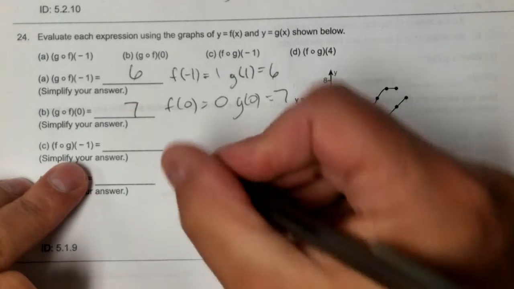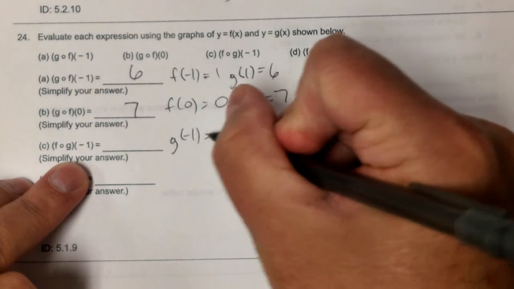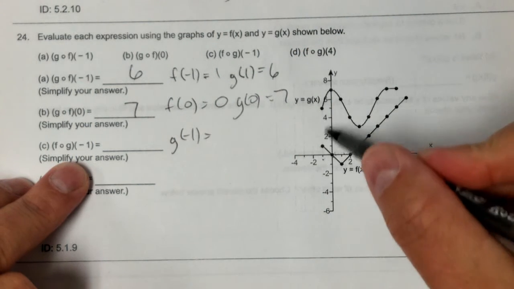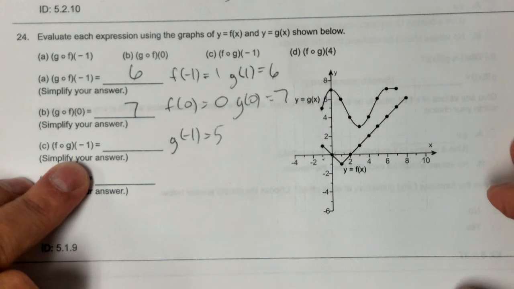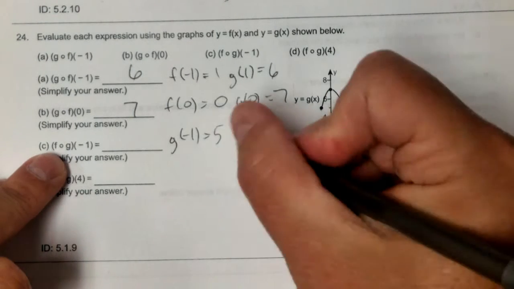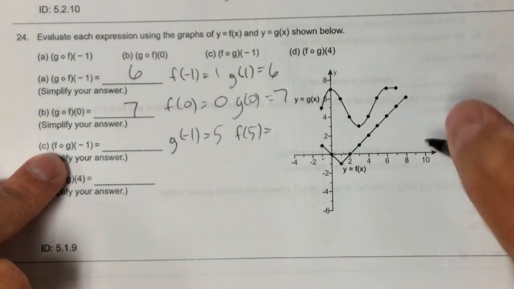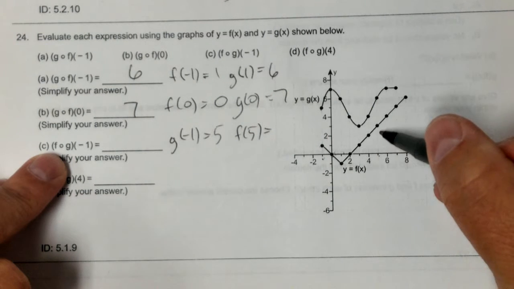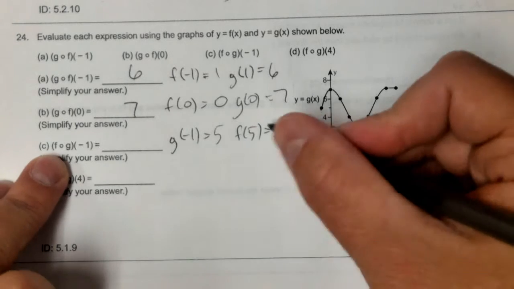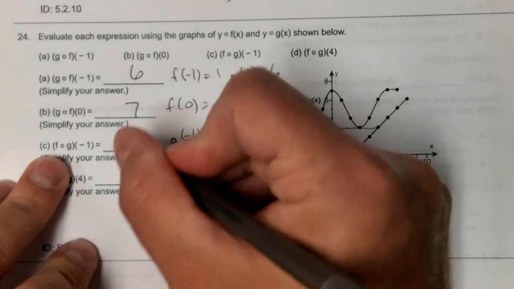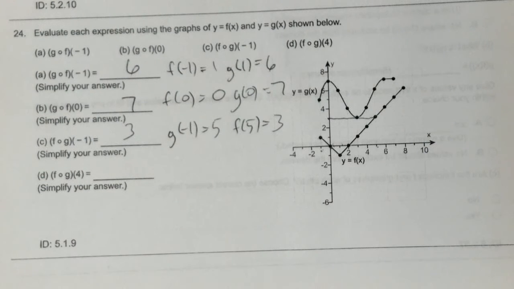Then for c, we have g of -1. So we go to -1, go up to g, and you get 5. And then we do f of 5. So you go to 5, go to f, it's this one, and that's 3. So make sure you go to the appropriate x or y value.